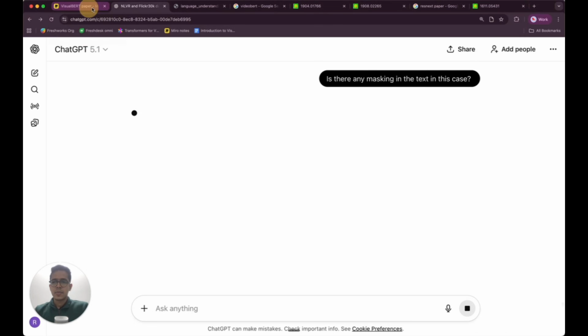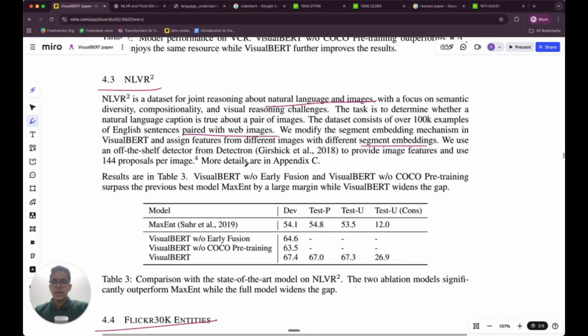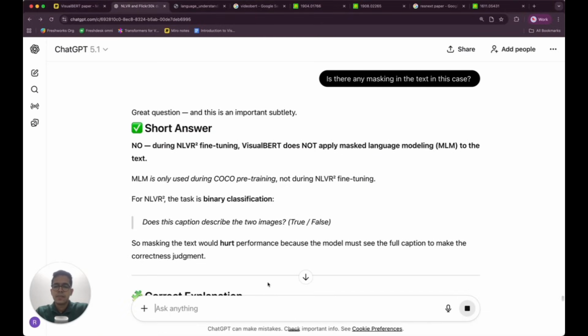While that response is getting generated, let's read ahead. We use an off-the-shelf detector from Detectron to provide image features and use 144 proposals per image. So basically what I understand is that to get region proposals, there are different region proposal models. It's not always Faster RCNN. So let me just ask that.